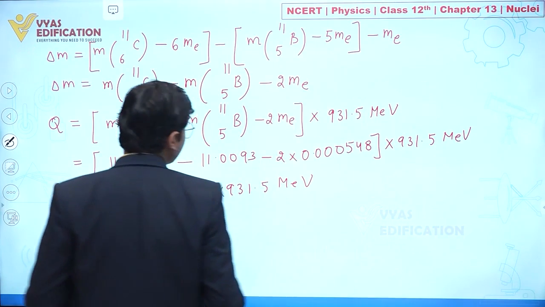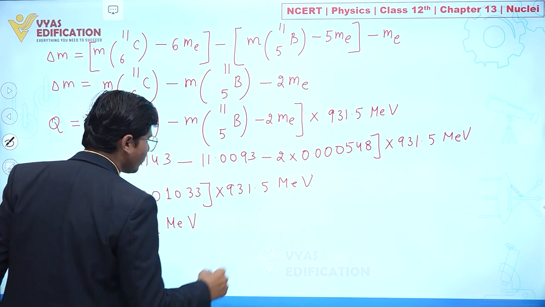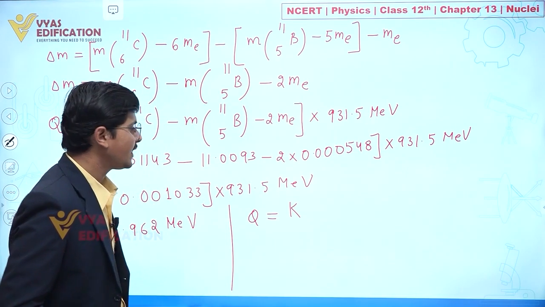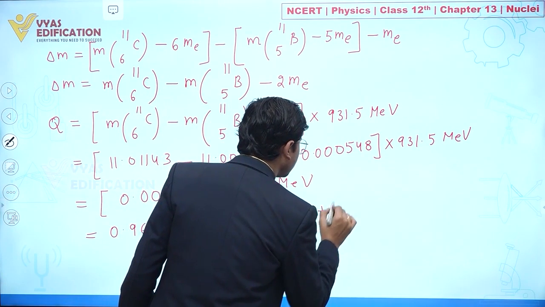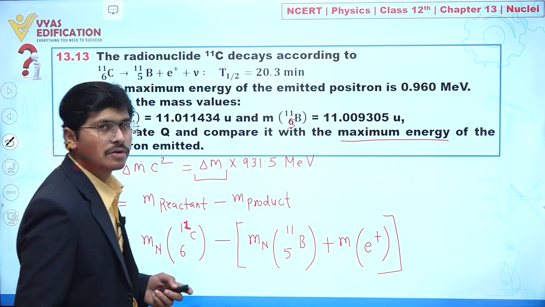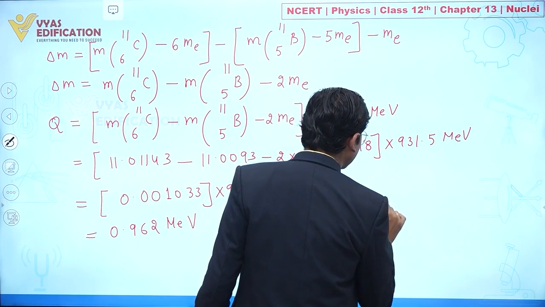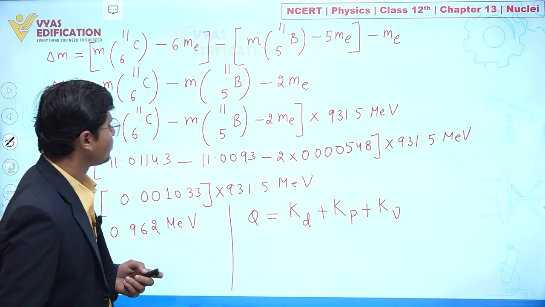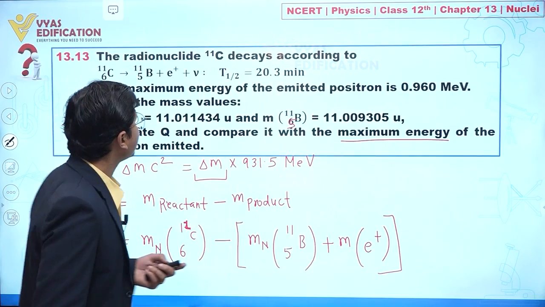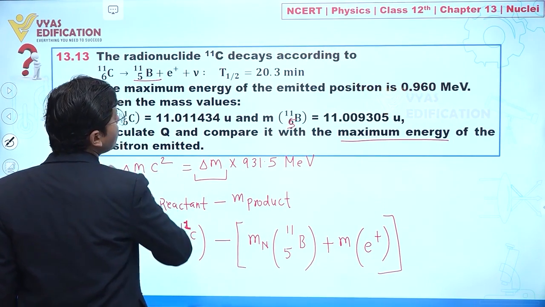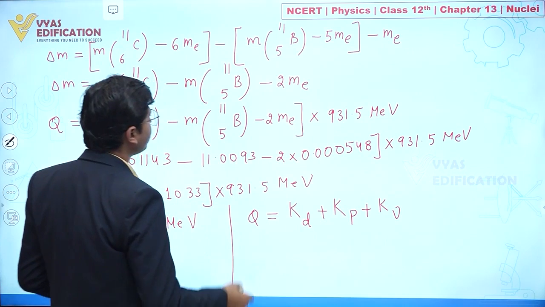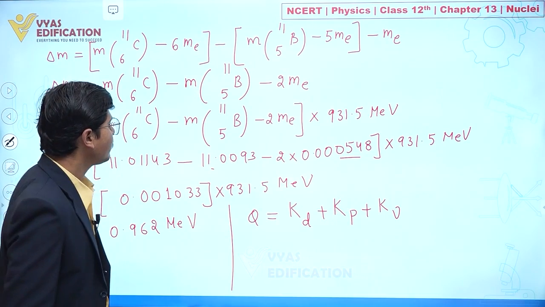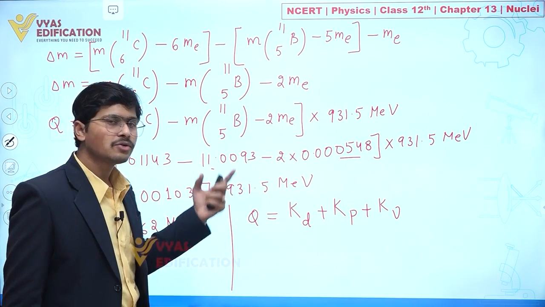So now I can say whatever this energy we have, listen very carefully, this Q corresponds to the kinetic energy of the daughter nuclei plus kinetic energy of the positron, clear, plus kinetic energy of the neutrino. Now definitely we know if we compare the mass of this daughter nuclei and the mass of a positron, definitely we can say this mass is negligible compared to this one.